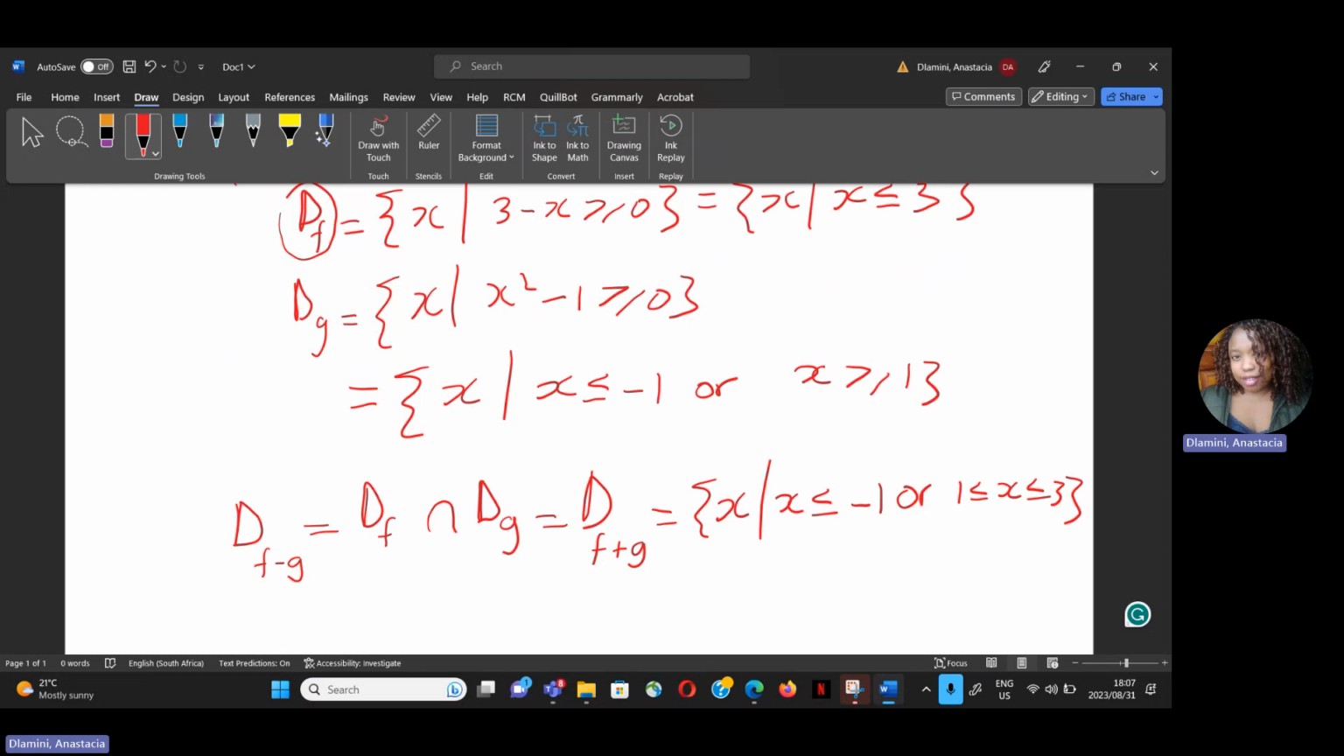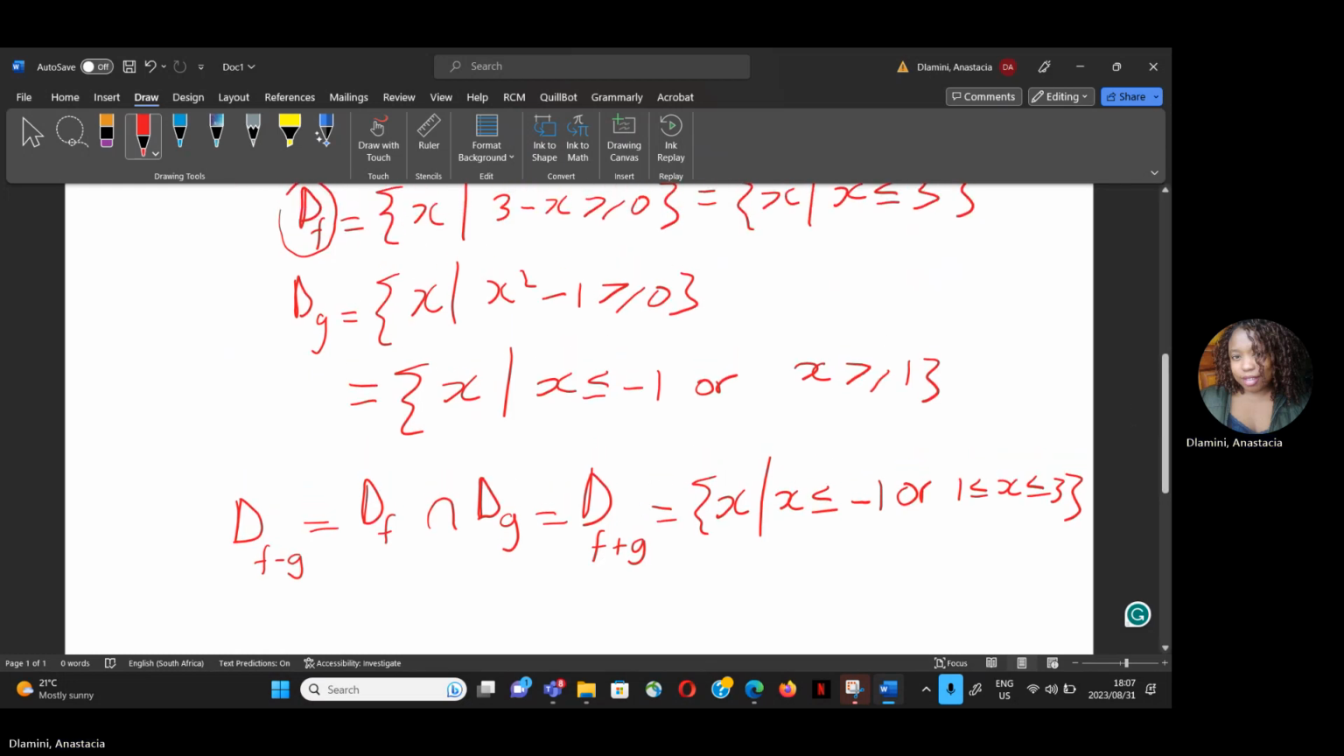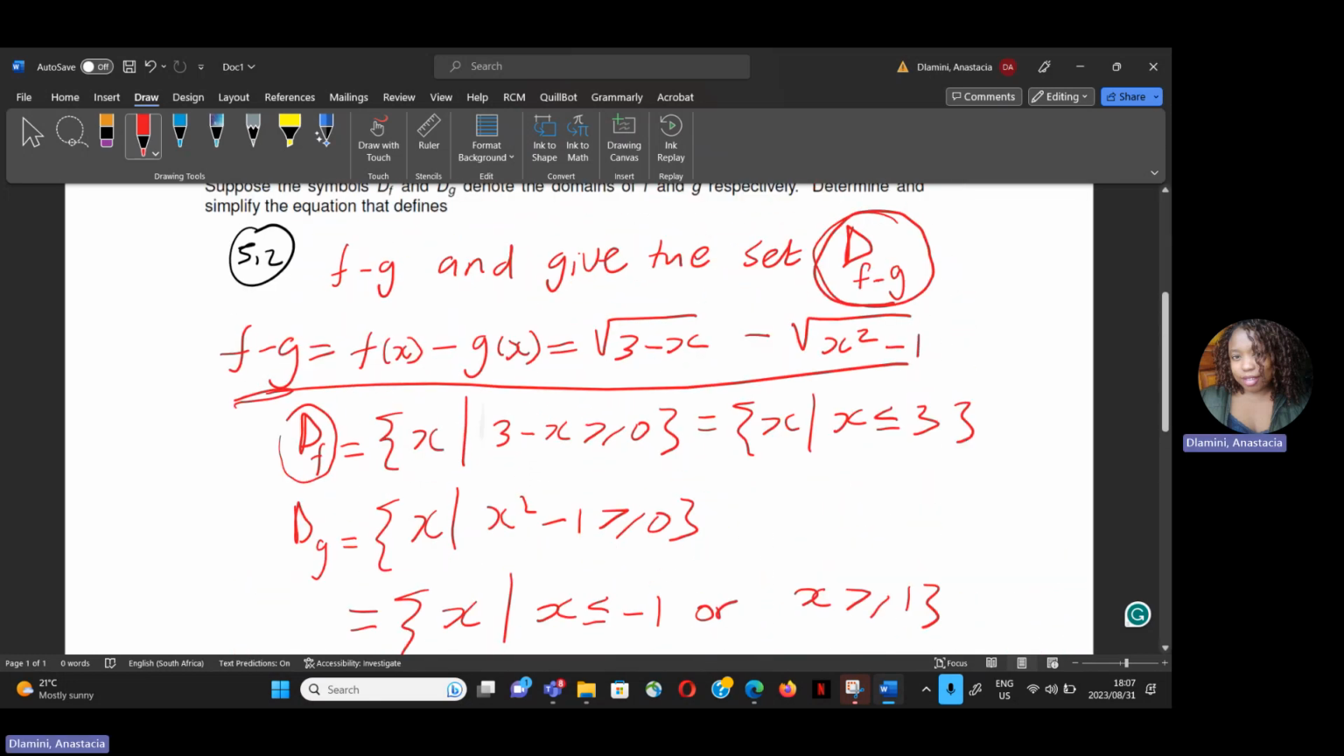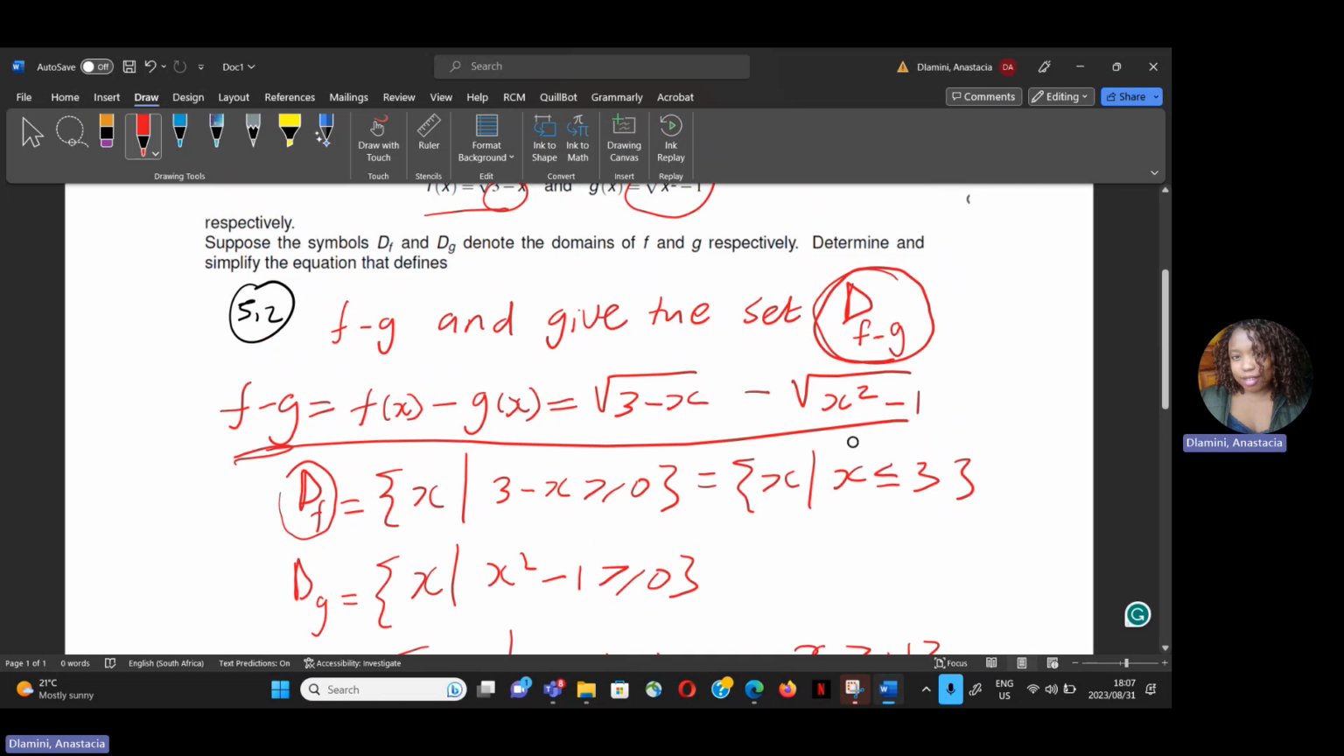What we have to note here is that the domain of f of x minus g of x is actually the same as the domain of f of x plus g of x, because then both are equal to the intersection of the domain of f of x and the domain of g of x. So then that's how we solve 5.2 of assignment 2.